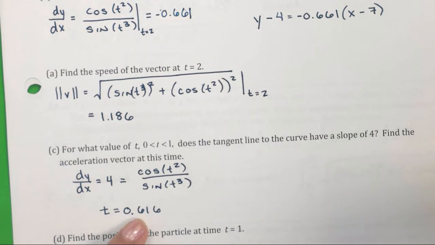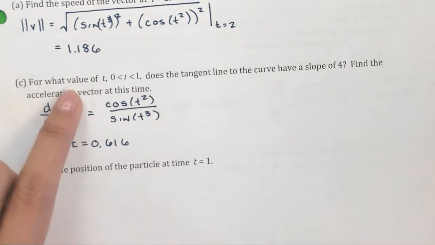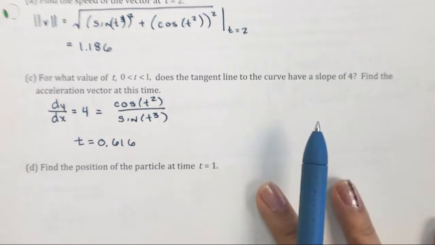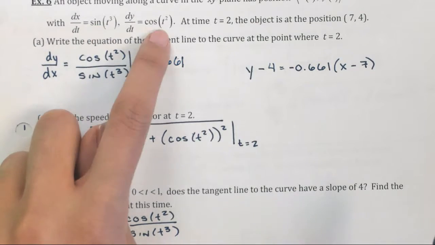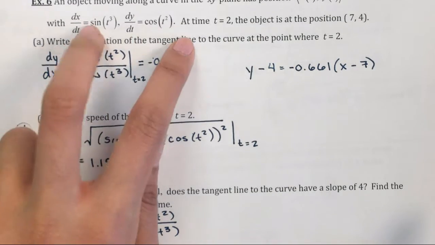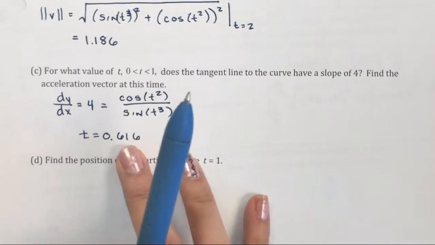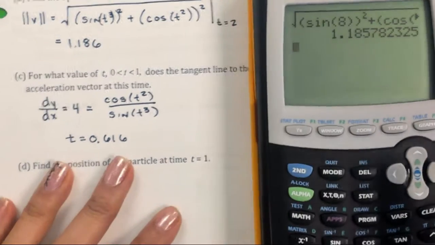Anyways, okay, so I found the value of t where the curve has a slope of 4. Now what do I do in order to find the acceleration vector? Yeah, I have to do the second, this is already the first derivative, so I have to find the second derivative of both of these at t equals 0.616.